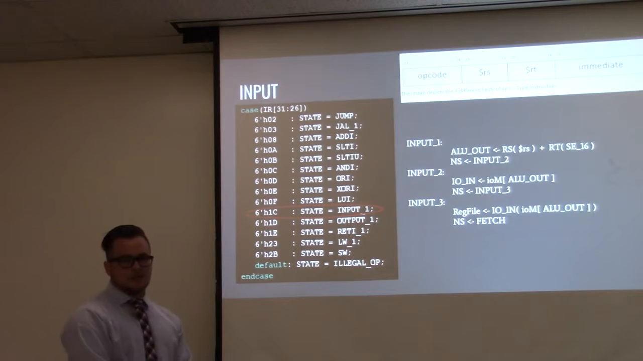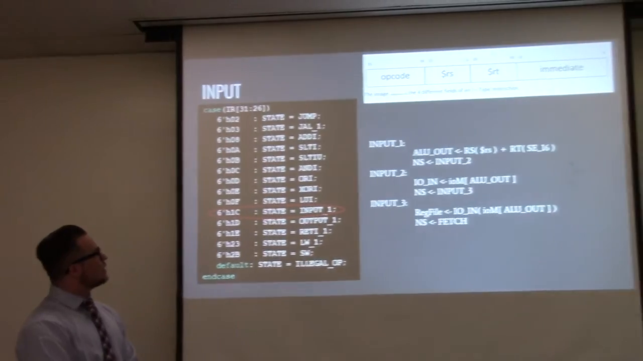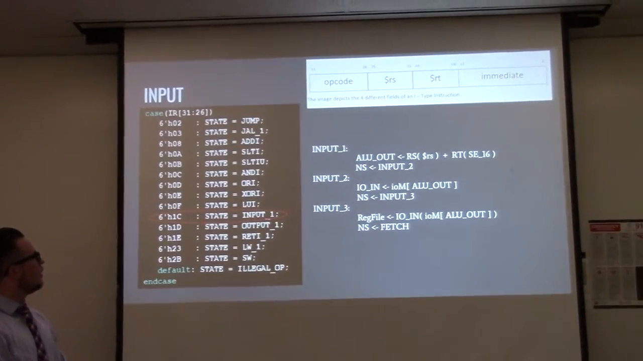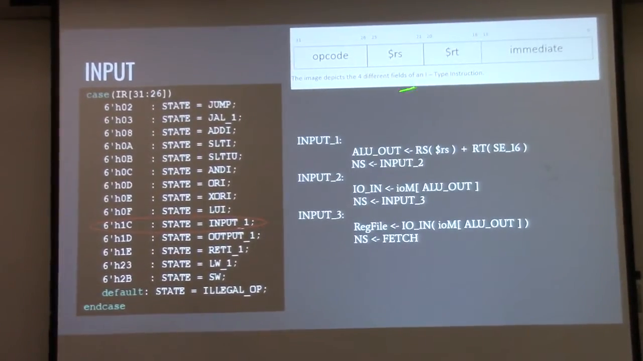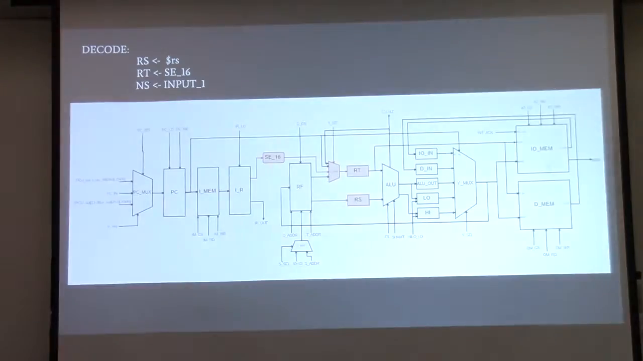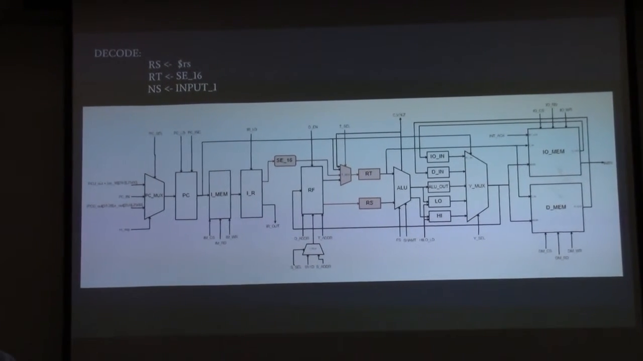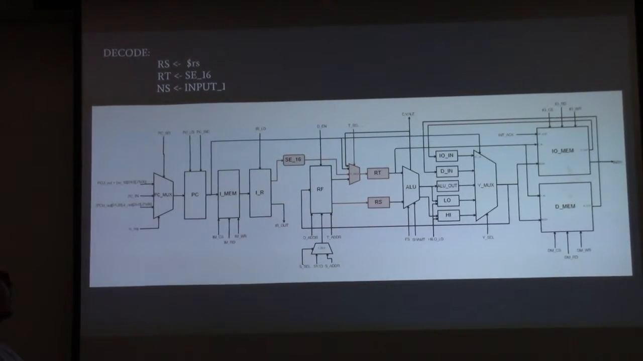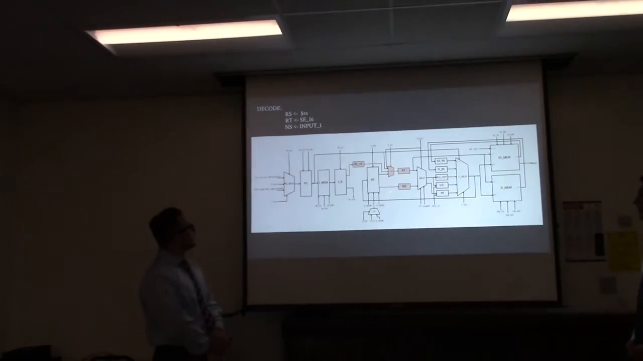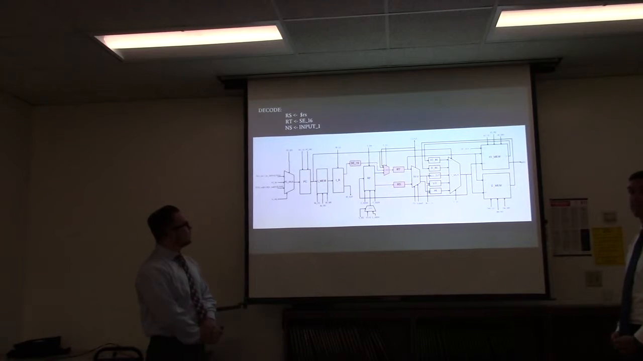The next enhancement we did was an input. The input is an I-type instruction. And then this is the RTL for an input. For an I-type during the decode, RS gets the data from the register file, and RT gets that of the sign extend or the immediate value.